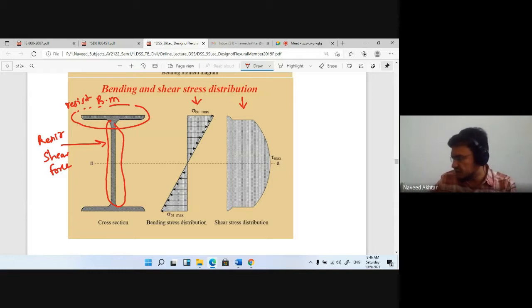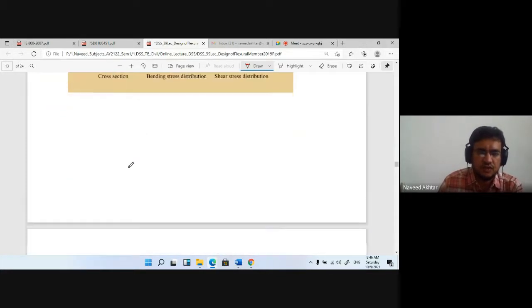You should know how to draw the bending stress distribution diagram or shear stress distribution diagram. It is asked in exams sometimes for 2 marks, sometimes for 3 marks. You should be capable of drawing the various distribution diagrams of the various sections. So this is for the I section, for your reference.